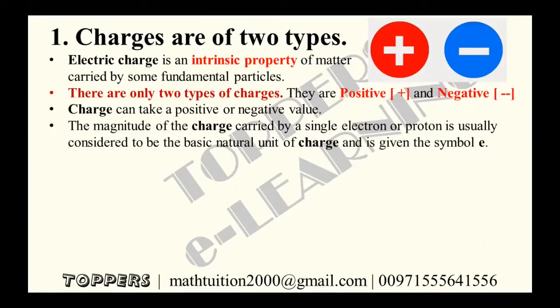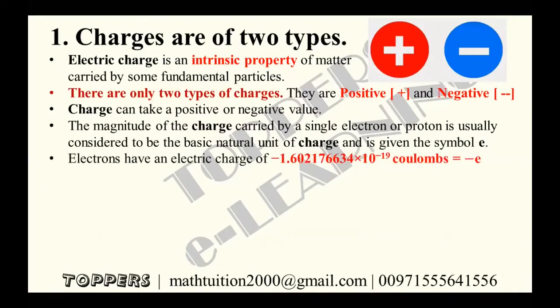The magnitude of the charge carried by a single electron or proton is usually considered to be the basic natural unit of charge and is given by the symbol e, small e, elementary charge. Electrons have an electric charge of negative 1.602176634 × 10⁻¹⁹ coulombs. So let us remember one digit, negative 1.6 × 10⁻¹⁹ coulombs for solving problems. We can denote it by negative e.